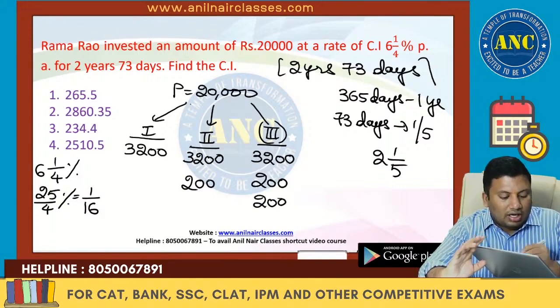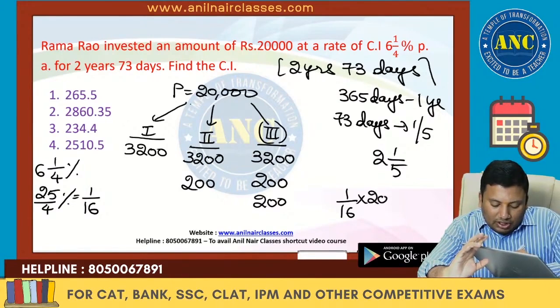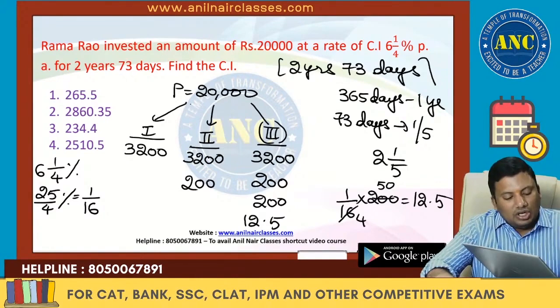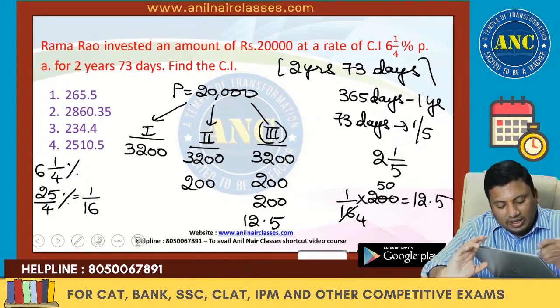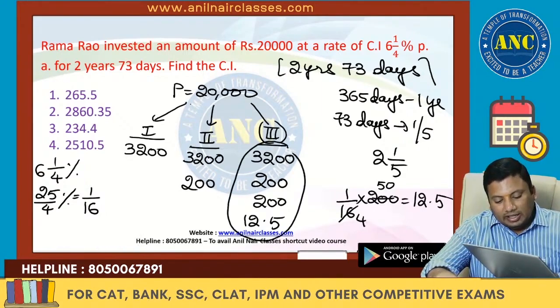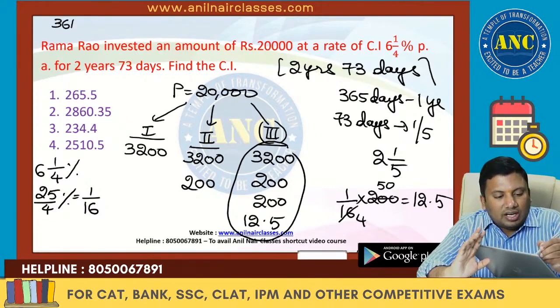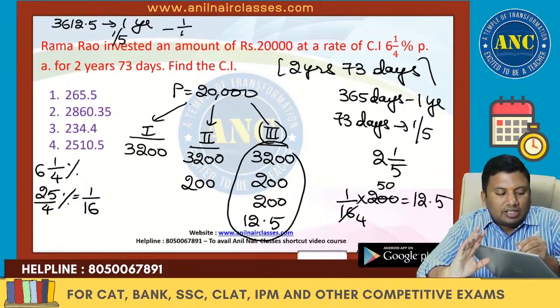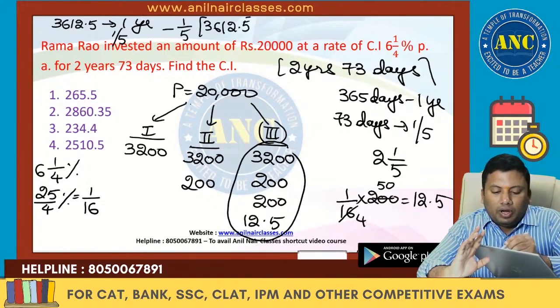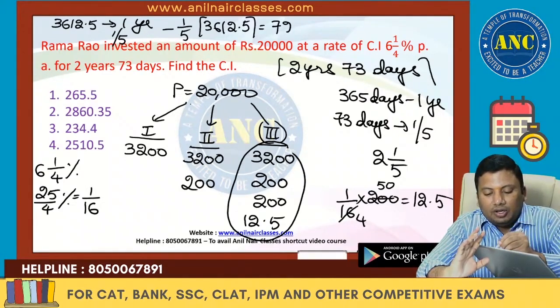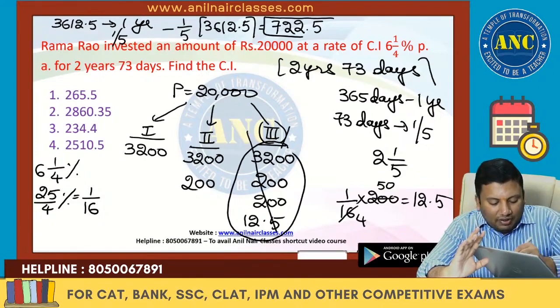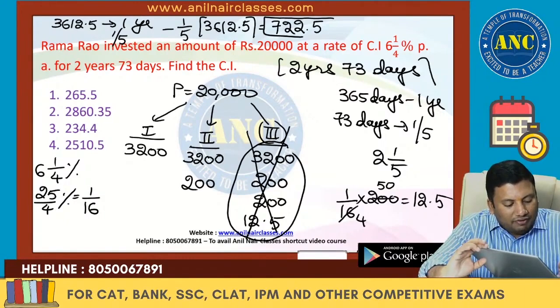These are again 200. 1/16 of 200 is 12.5. Now see here, this entire value is for the entire year. How much is it? 3,200 plus 400, 3,600, so 3,612.5 is for the entire 1 year, but I want for 1/5 of a year. So it is 1/5 of 3612.5, which is 722.5. That means instead of the entire 365 days, I want only 73 days.